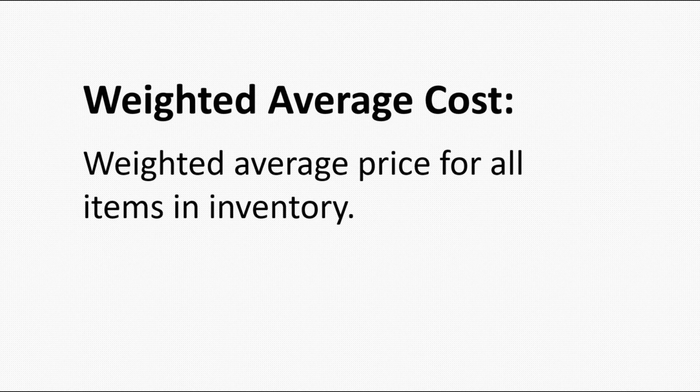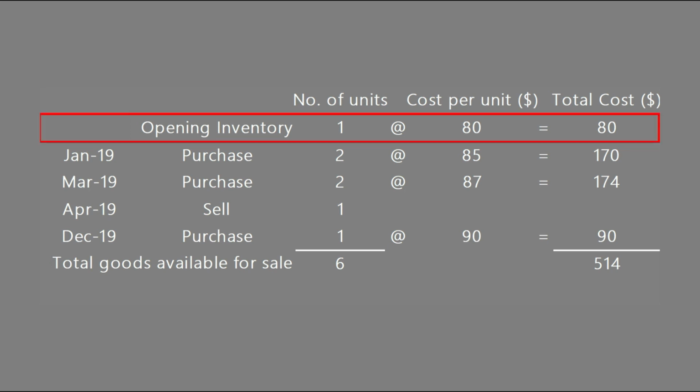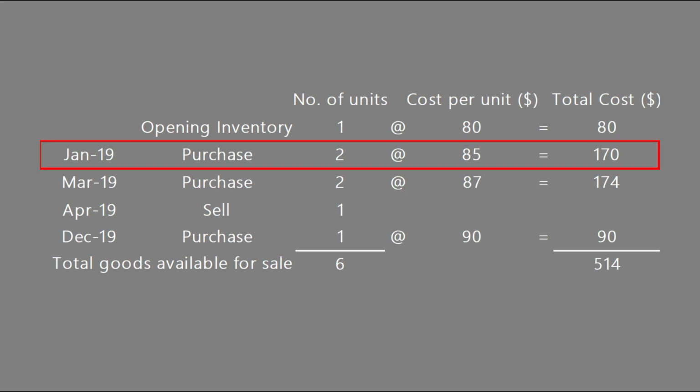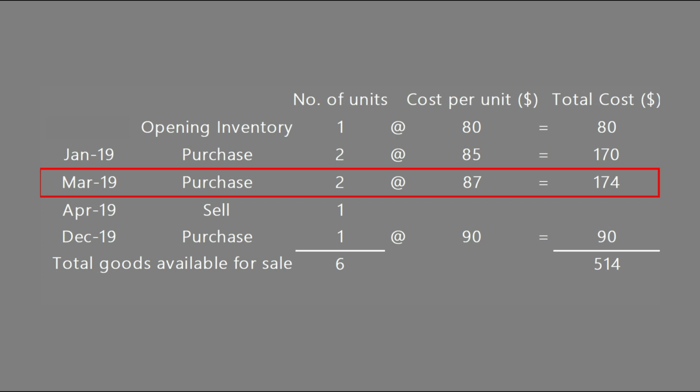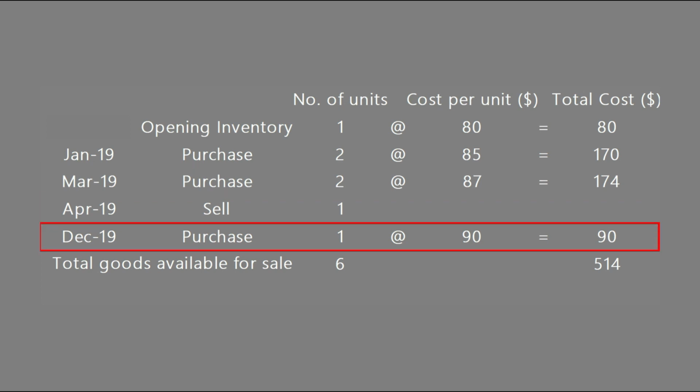Now let's have a look at our example. On 31st December 2018 the opening inventory is 1, cost per unit is 80, so the total cost is 80. One month later the company purchased 2 units at a cost of 85, so the total cost would be 170. Then in March, the company made a second purchase of 2 units at a cost of 87, and this time total cost of purchase is 174. In April, the company sold 1 unit. In December 2019 the company made another purchase of 1 unit at a cost of $90 per unit, the total cost of purchase is then 90.